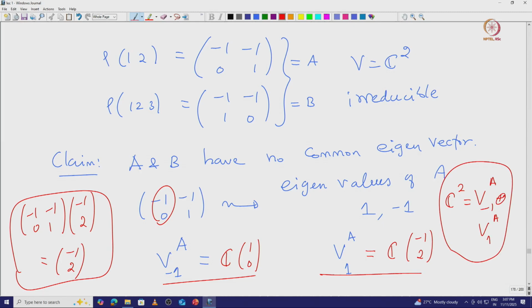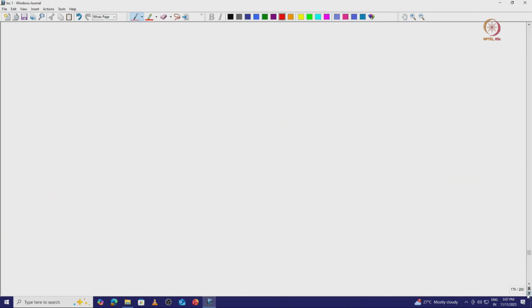So, we have computed what will be the eigenvectors for the action of this capital A. Now, to check A and B have no common eigenvector, it is enough to check that these eigenvectors are not going to be eigenvectors for the matrix B. Recall that B is nothing but minus 1 1 0. Now, we need to check this e1, which is 1 0, and another eigenvector, let us call it x, minus 1 2. These are not eigenvectors for B. So, let us do the computation.